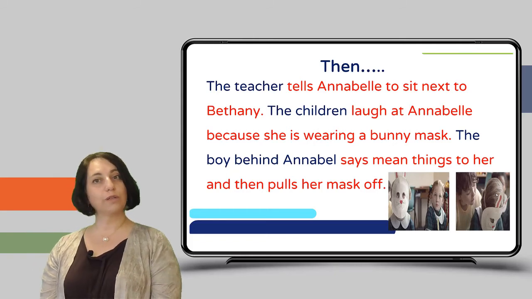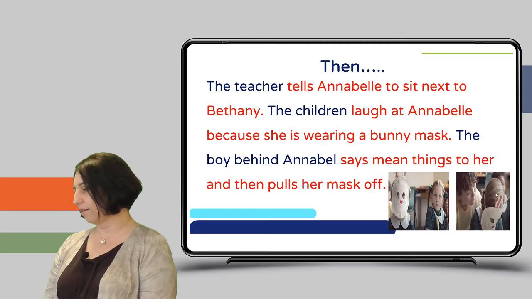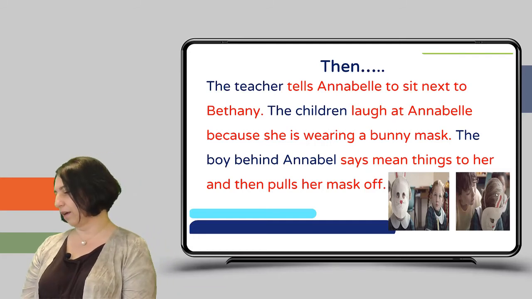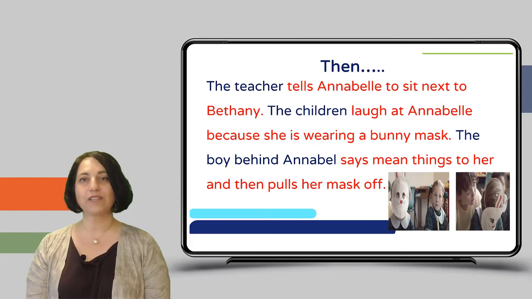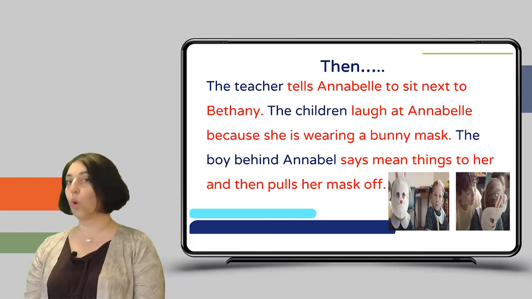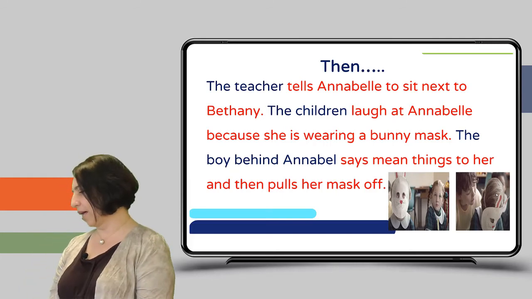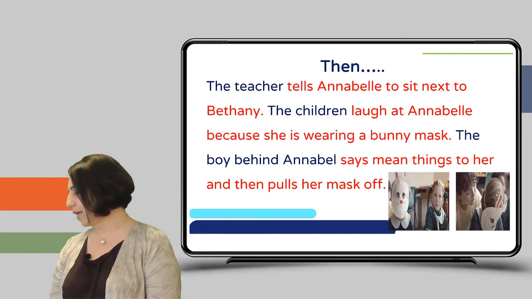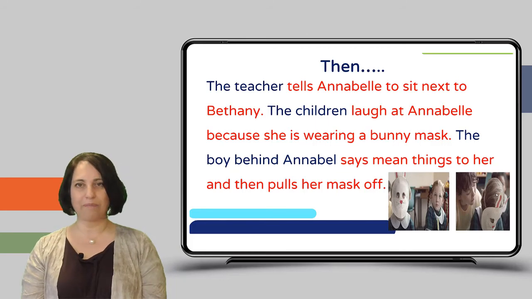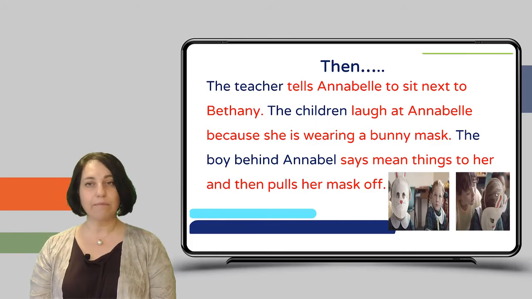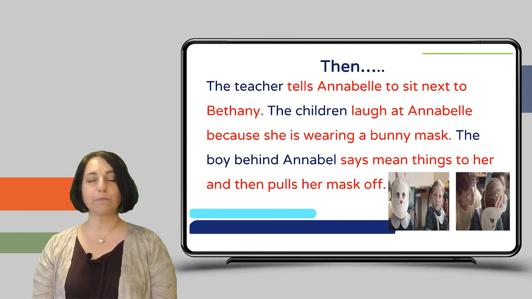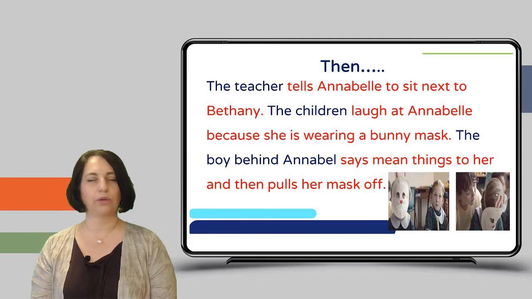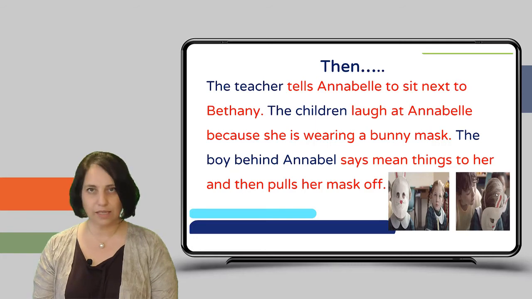If you want to use past simple, you can. The teacher told Annabelle to sit next to Bethany. The children laughed at Annabelle because she was wearing a bunny mask. The boy behind Annabelle said mean things to her and then pulled her mask off. The same thing, but in past. Please be aware, if you are speaking in present simple, then you should continue. If you speak in past, you should continue.